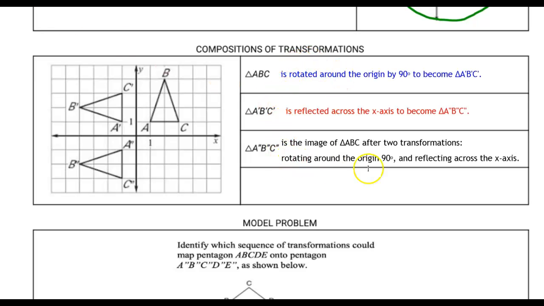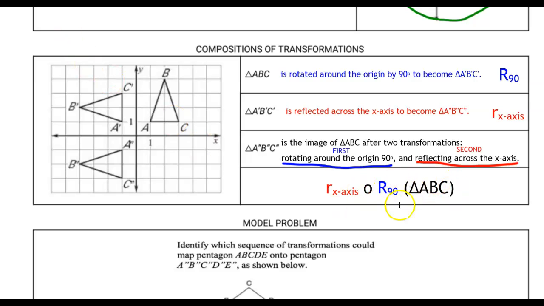All right, so what I've done here is I've written them out in words. Here's triangle ABC, which was rotated around the origin by 90 degrees, and here's A prime, B prime, C prime, which was reflected across the x-axis. I've listed out the two transformations here. Now I'm going to write them out in transformation notation. You should remember that capital R 90 indicates a rotation by 90, and lowercase r x-axis means a reflection across the x-axis. Now I have to combine both of these into the composition of transformations, and here's how it's supposed to look. All right, take a second to take this in.